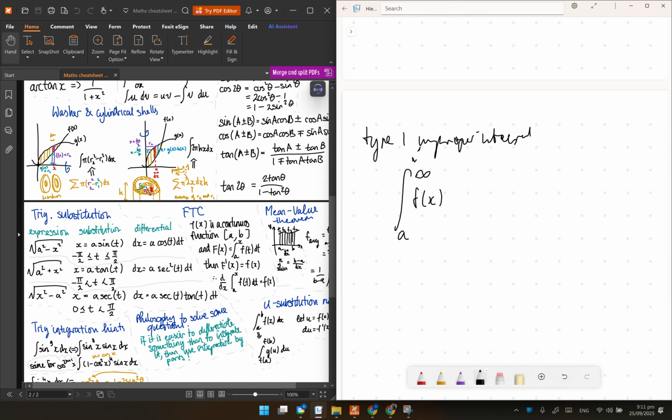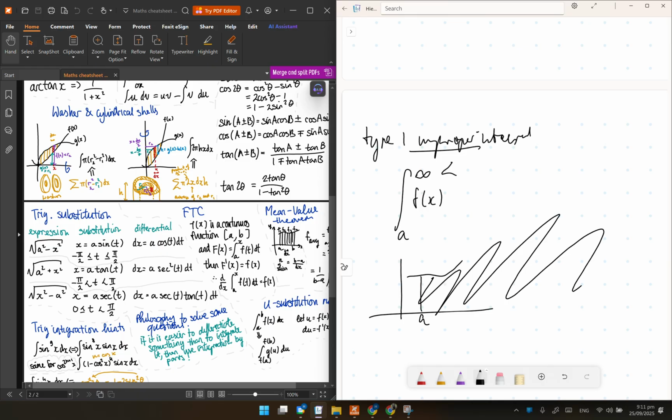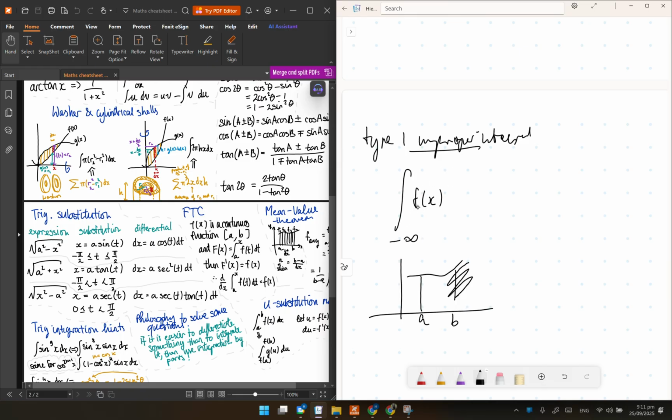basically, because the idea is it's improper because it's open-ended, right? Usually when we do an integration, it's bounded by a and b. But in this case, a type 1 improper integral means it goes on to infinity. Or in the opposite way, it could also be from minus infinity to a. Doesn't matter, as long as this is what type 1 means. Type 1 improper integral just means that it's an open-ended integral that goes into infinity.